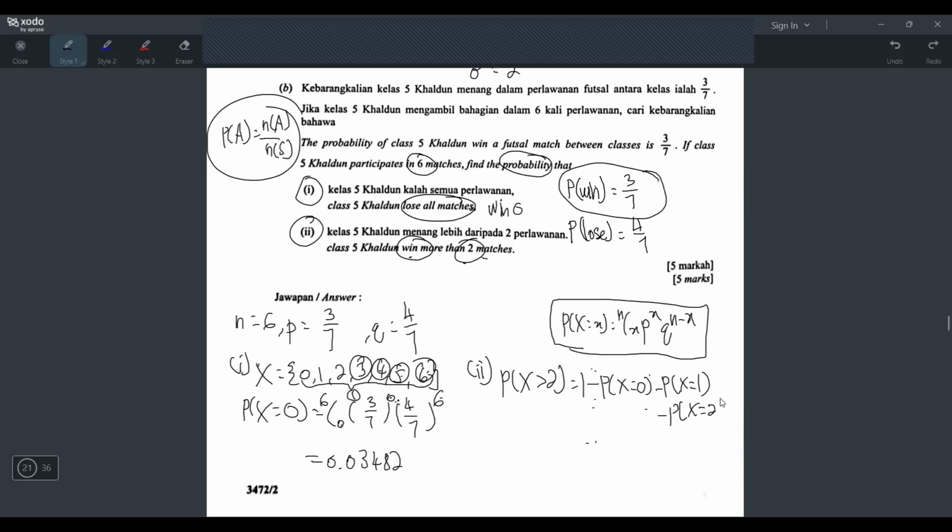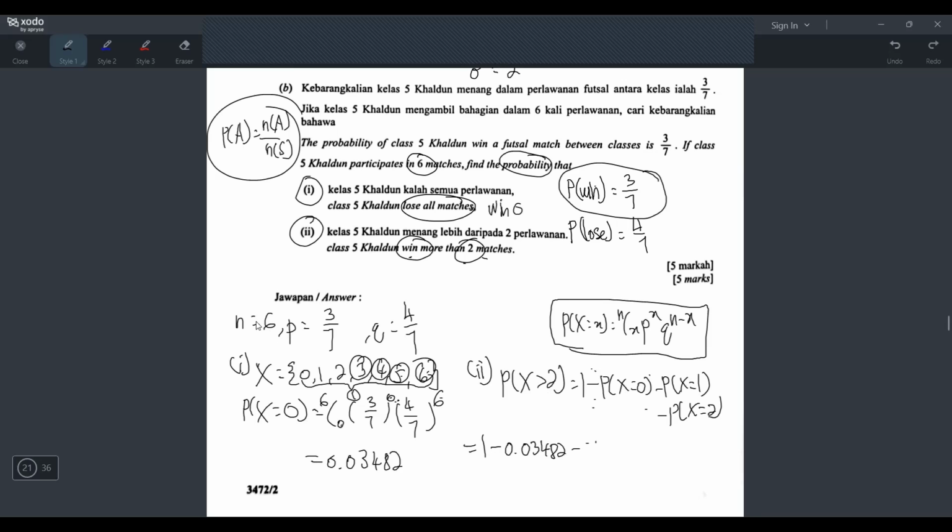The 2 also has to be minus because we don't want 2, right? Because they want P(X) bigger than 2. It does not have a line here. If there is a line here, then it means you don't minus the 2. But since there is no line, the 2 has to be minus. So now it becomes 1 minus P(X=0), no need to calculate, already 0.03482.